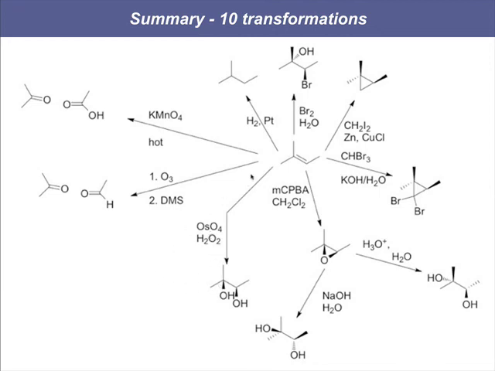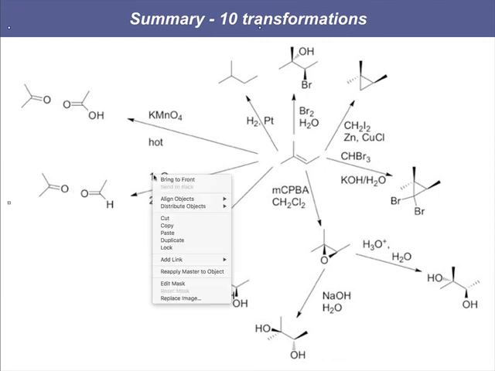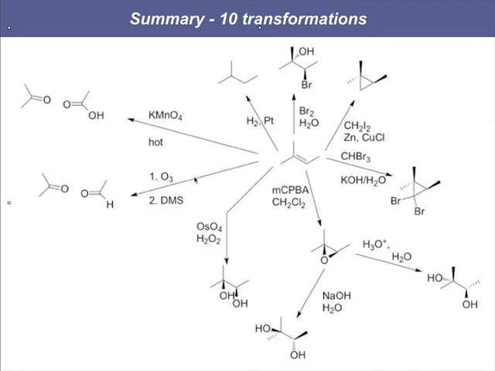Then we saw that we could cleave the double bond and have carboxylic acids and ketones using KMnO4 hot, or we could cleave the double bond and get aldehydes and ketones using ozonolysis, which is a two-step reaction, first involving ozone and then involving dimethyl sulfide.